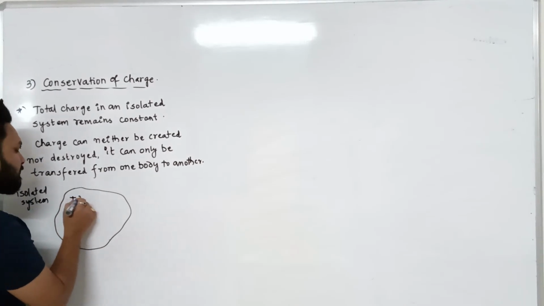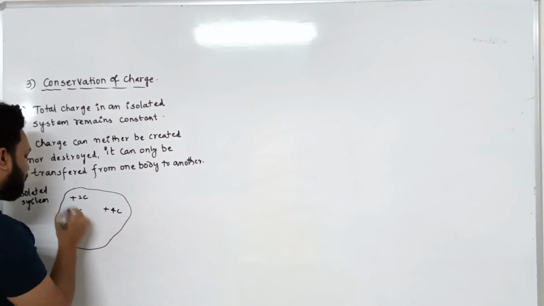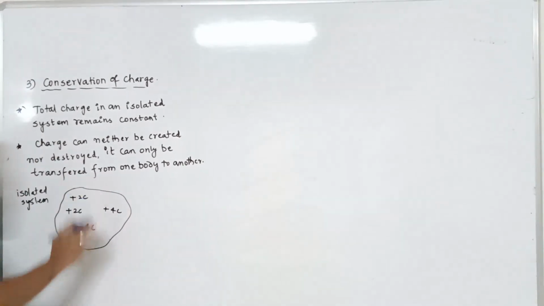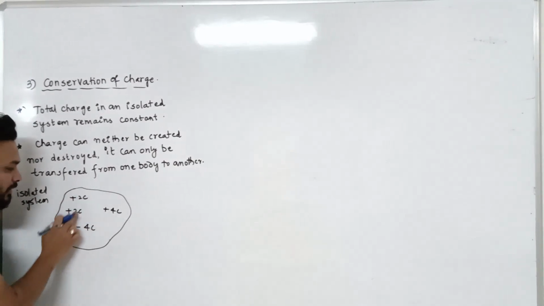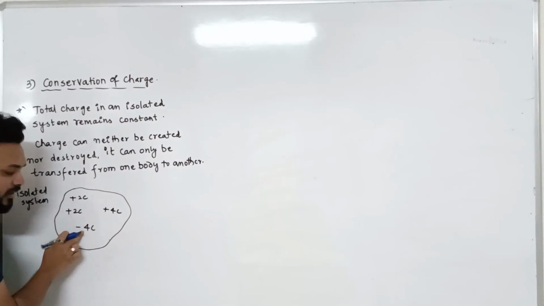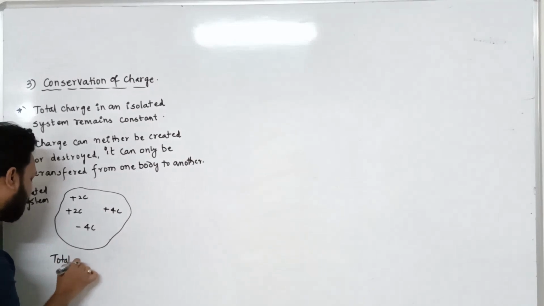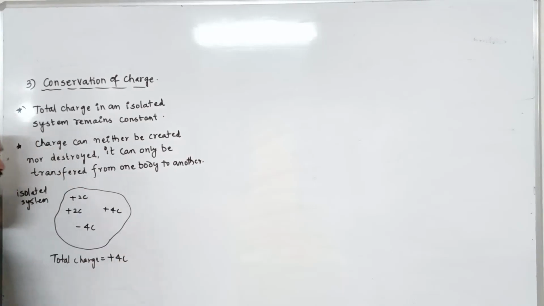Suppose this is plus 2 coulomb, plus 4 coulomb, plus 2 coulomb and minus 4 coulomb. This isolated system has this much charge in it. What is the total charge here? Plus 2 plus 2 is 4, 4 minus 4 is 0, plus 4 is 4 coulomb. Total charge in the body is plus 4 coulomb.